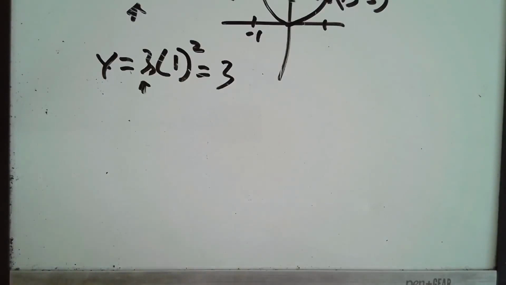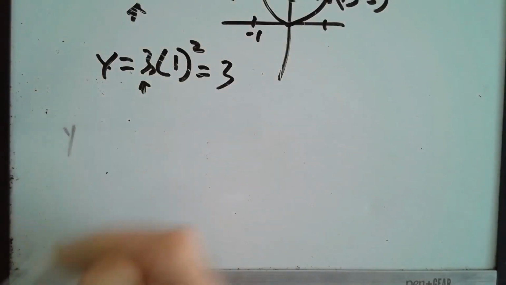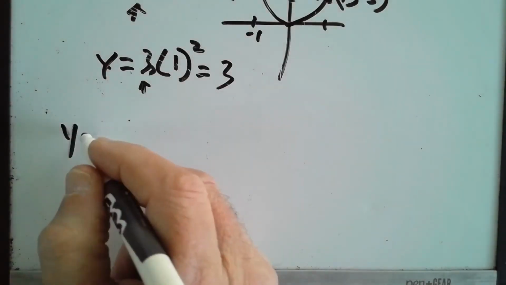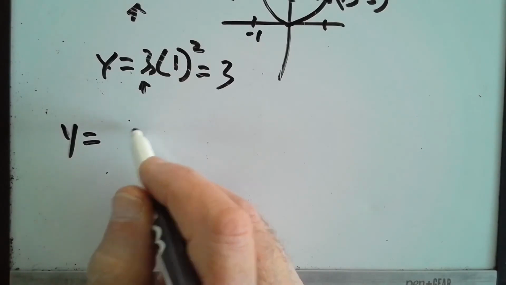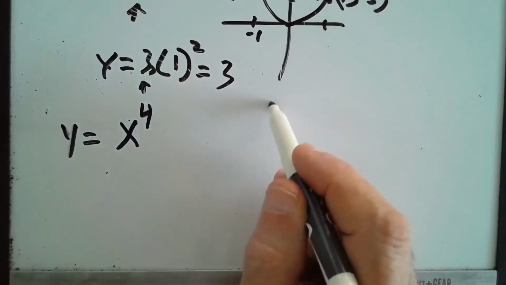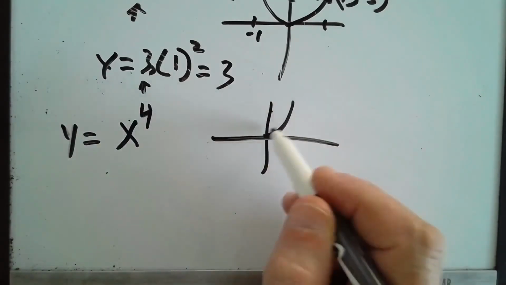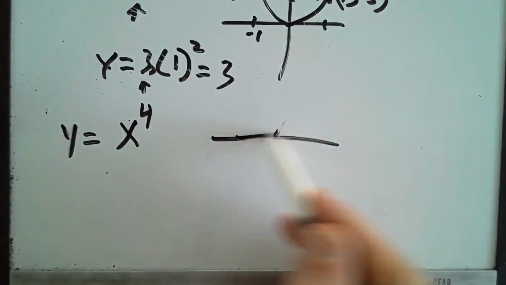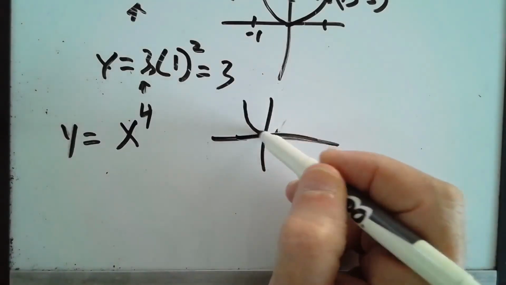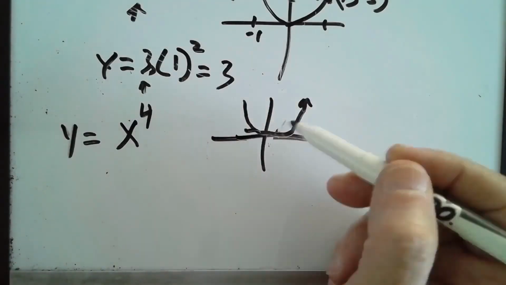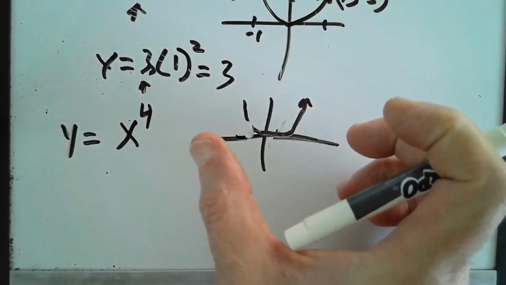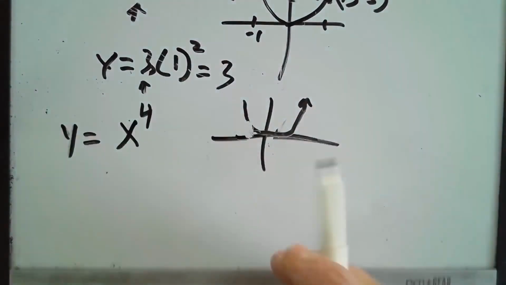So with y, this one's thrown out, y equals, let's just look at x to the 4th. Instead of coming up like this, now it's going to widen out. That's just exaggerated, but you get the idea. It widens out on the vertex.